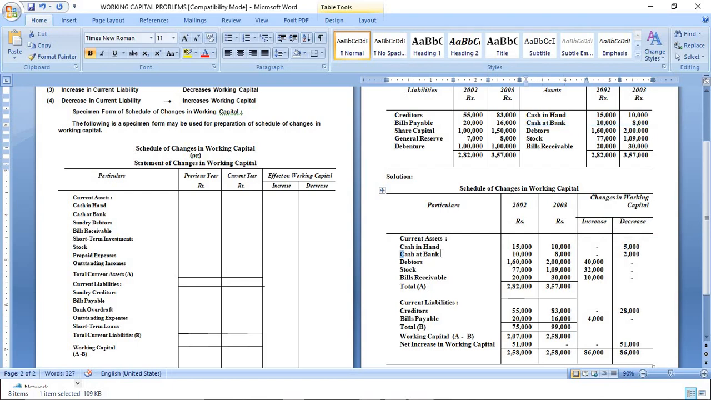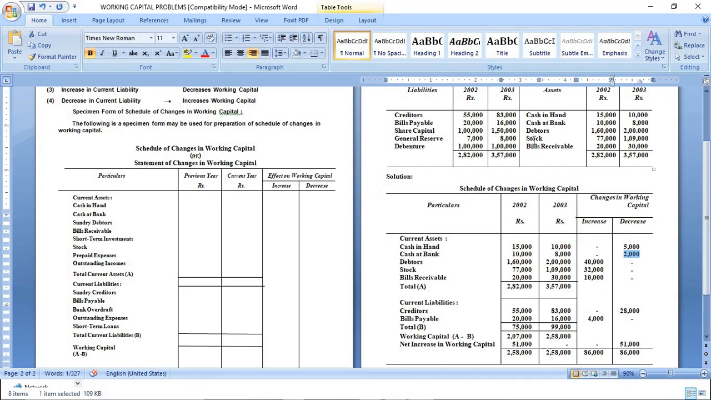So cash at bank would be 10,000 here and 8,000 here. Again we have to think whether it is increasing or decreasing. It is decreasing because in 2002 we have 10,000, but in 2003 it is 8,000 only. So 2000 is the reference, so it is mentioned here in the decrease column. In increase and decrease, as I mentioned, not anything.